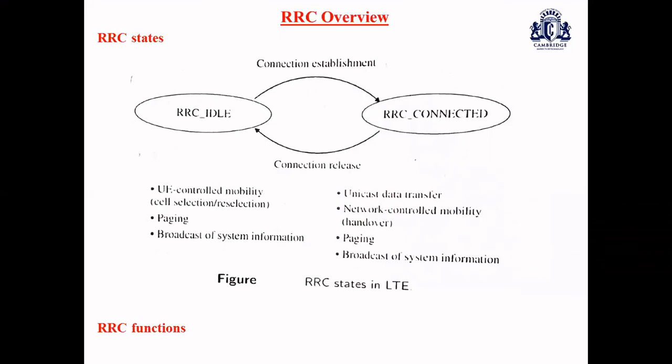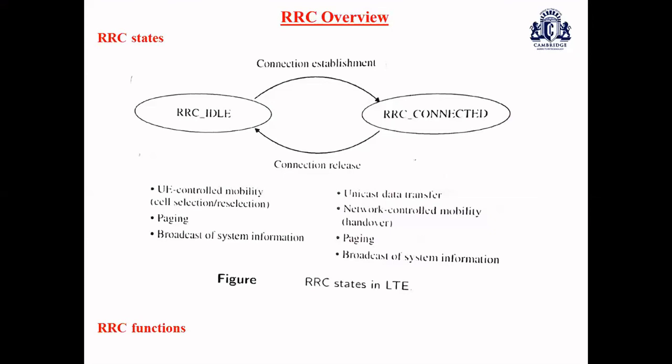It has states to be discussed. In LTE, it has two states, RRC idle state as well as RRC connected state. When it comes to user entity, it is in RRC connected state when an RRC connection is established. If there is an establishment of connection that is done, user entity is in RRC connected state, or else it is in RRC idle state, radio resource control idle state.